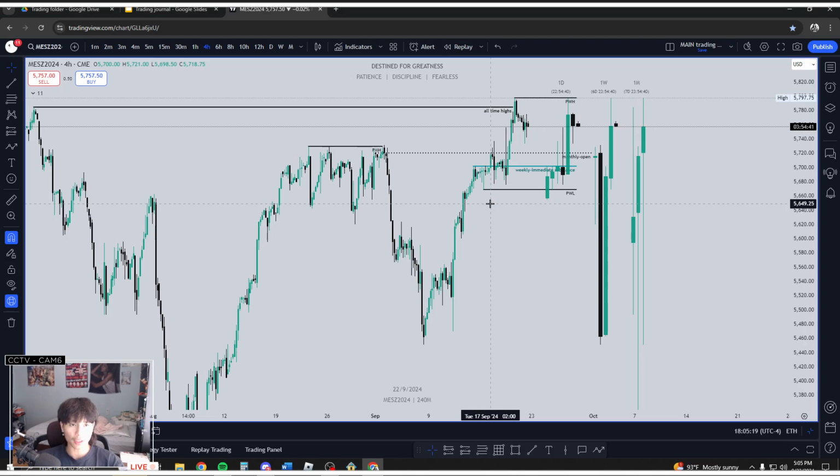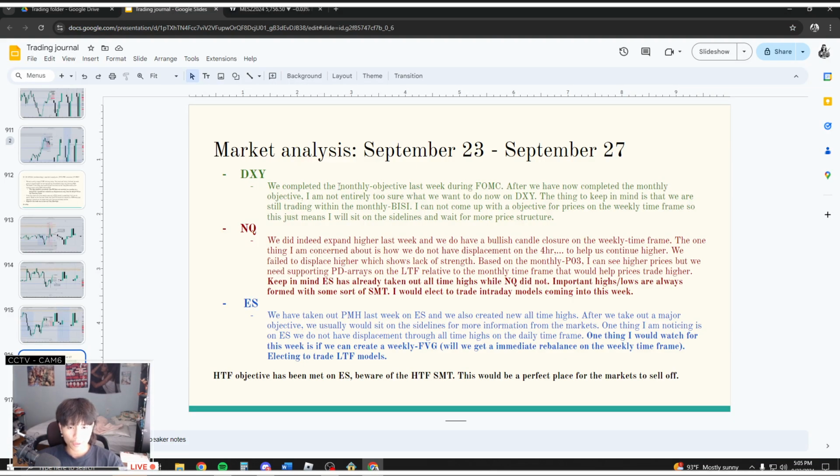What else do I want to go over here? Let's see. So dollar, we completed the monthly objective. Yeah, trade intraday models on Dixie. NQ, yeah, keep in mind, ES has already taken out the all-time highs while NQ hasn't. Like I said, larger SMT right here, larger higher time frame SMT. Trading intraday models on NQ this upcoming week, and ES, same thing. Trading lower time frame models.